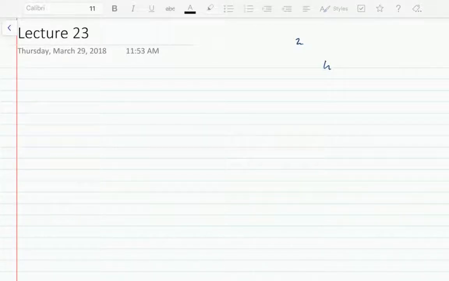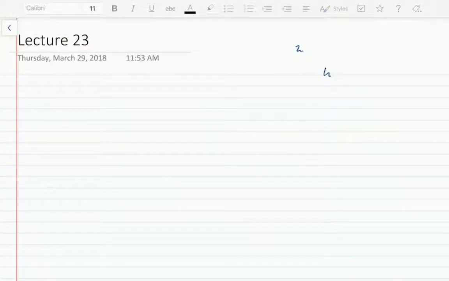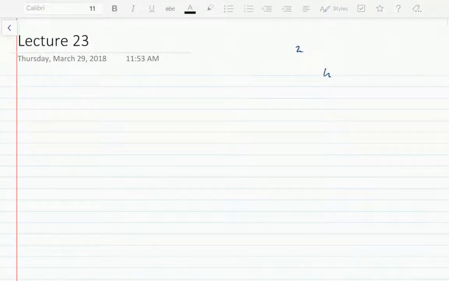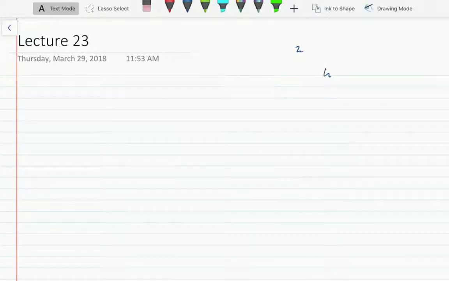So let's first review the GAN model. Not working. Yeah, it's working. Just draw this. Now draw. All right. Okay, cool.